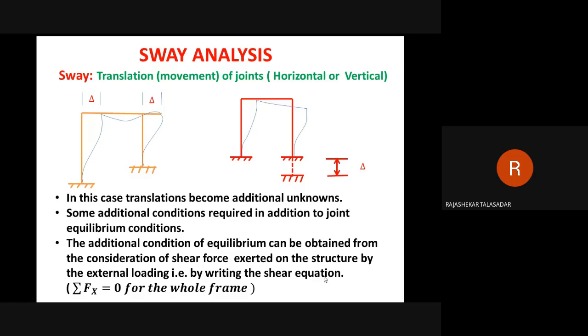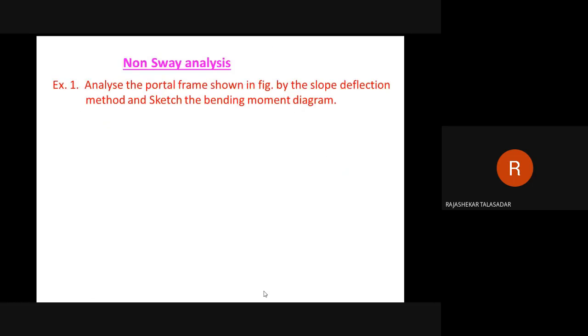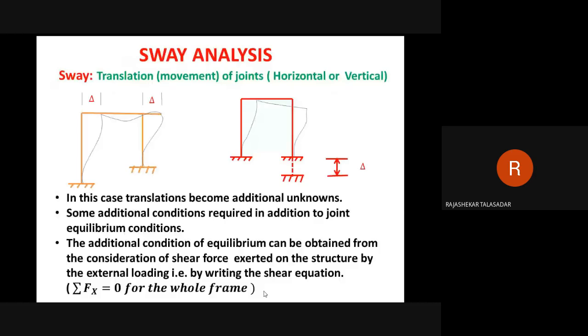If you write sigma Fx equals 0 for the whole frame, we call this equation a shear equation. In addition to those two joint equilibrium conditions, you need to write another condition called the shear equation, or the equilibrium equation, which is nothing but sigma Fx equals 0 for the whole frame. Is this clear now, the idea of sway and non-sway? In sway analysis, there is a lateral movement along with joint rotations. So along with joint equilibrium conditions, you use one more equation, the shear equation, sigma Fx equals 0 for the whole frame.